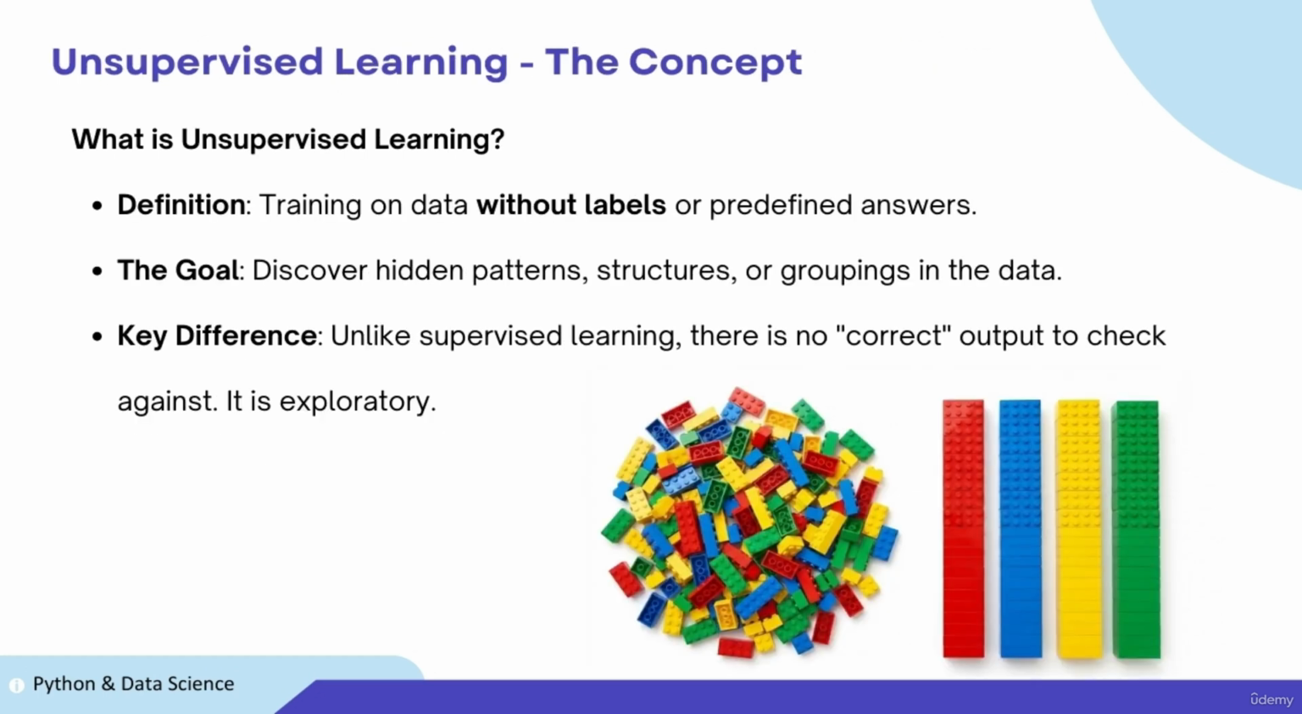Now, let's switch gears to unsupervised learning. Imagine I dump a bucket of mixed multicolored Lego bricks on the table, but I don't give you any instructions. I don't tell you which ones are red or blue. Your brain will naturally start grouping them. You might put the small ones together or the red ones together. This is unsupervised learning. We train on data without labels. The goal is not to predict a specific answer, but to discover hidden structure within the chaotic data.